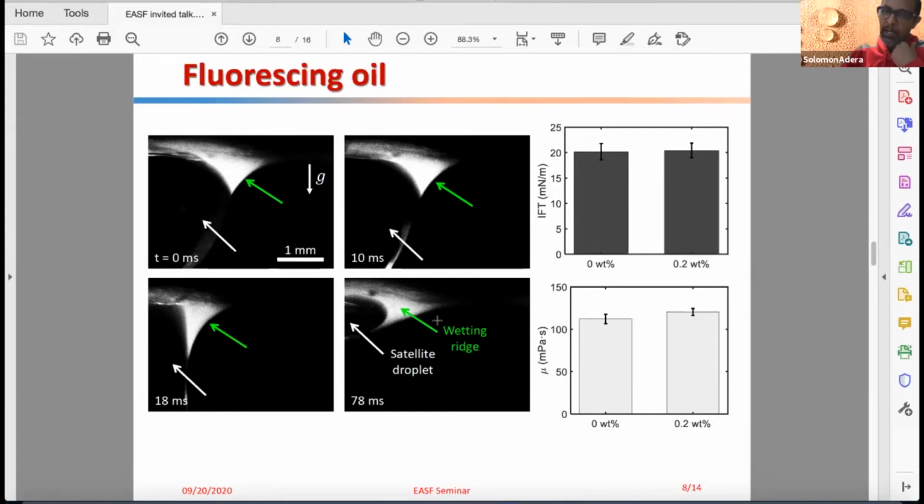Similarly, we added 0.28% UV dye to the lubrication oil to make sure that we're characterizing the same system. We measured the surface tension and the viscosity of the oil without any dye, and when we add 0.28% dye into the oil. As you can see, both surface tension and viscosity are nearly the same, less than 10% difference.